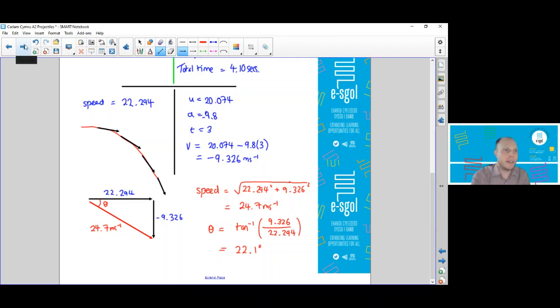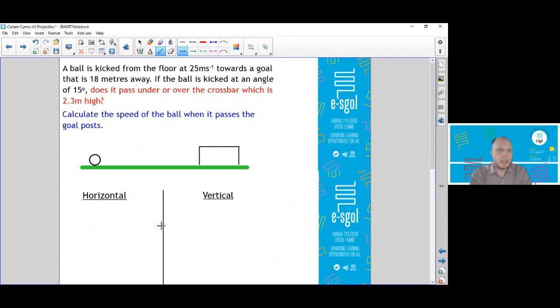Okay, here's my next question then. So we are kicking a ball towards some goals. The goals are 18 meters away and the ball is kicked at an angle of 15 degrees. Okay, and what we want to know is, firstly, does it go under or over the crossbar? So have we scored a goal? Seeing it's on target, have we scored a goal, or has it ended up in the crowd? And when it goes into the goal, or when it goes over the bar, how quickly is it traveling at that point in time?